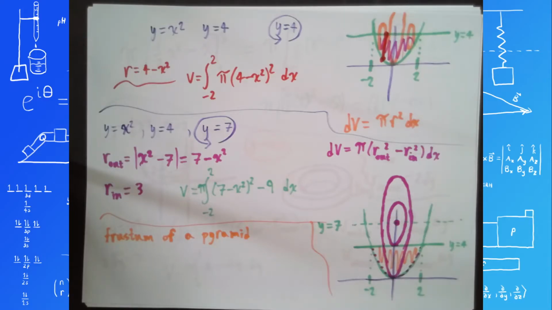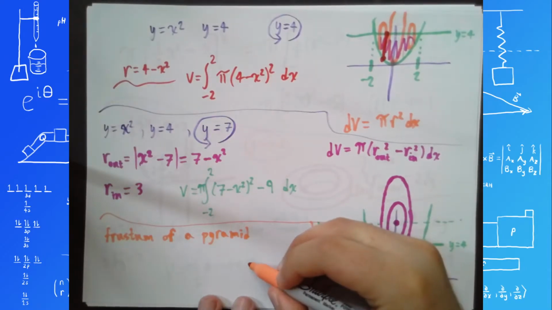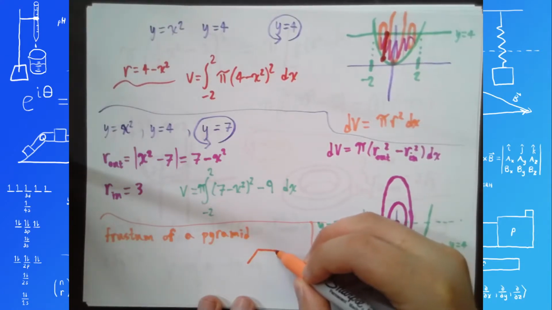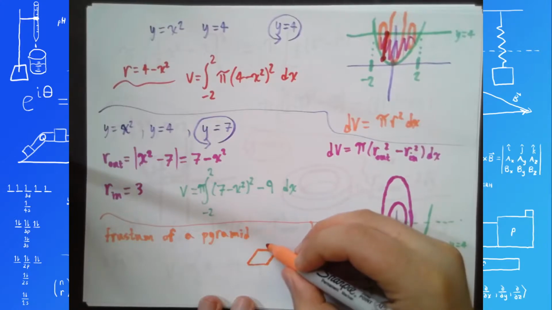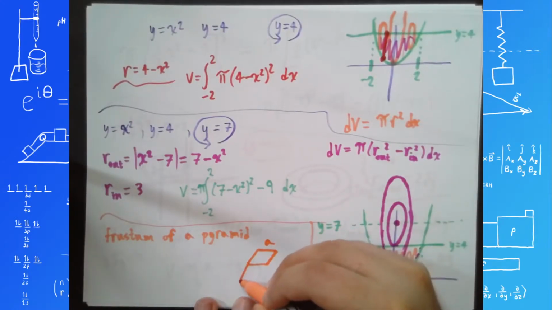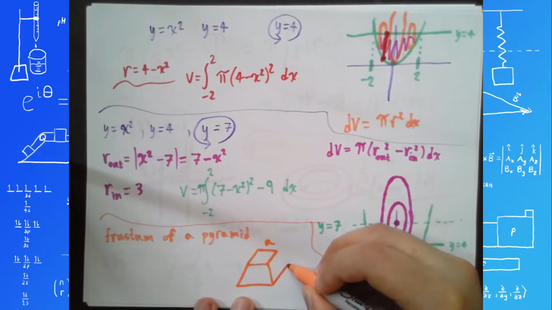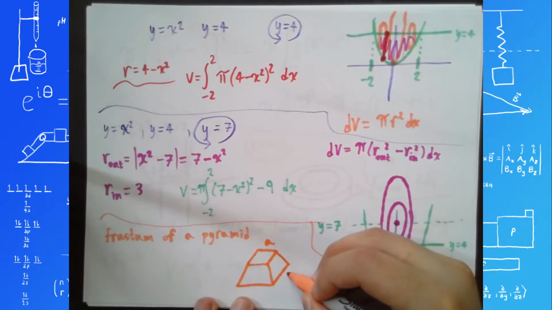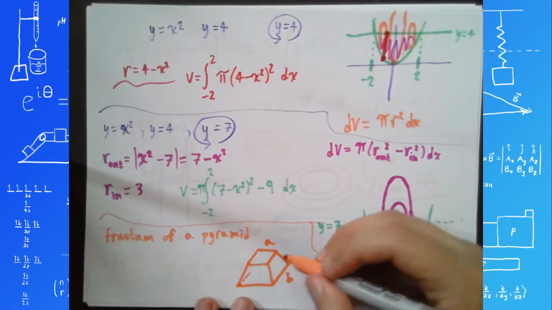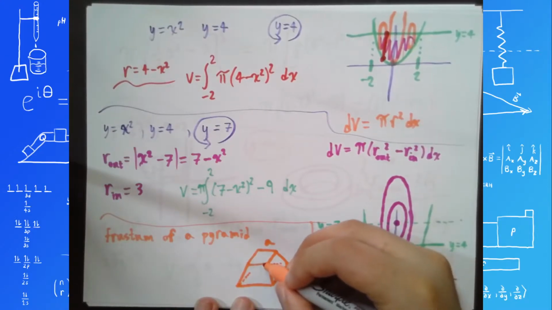For 47 through 59, find the volume of the described solid. Okay, so find the volume of a frustum of a pyramid with square base of side B and square top of side A and height H, and they've actually drawn it for us. So it looks like this. So the square top side length is A, and then it's got a square bottom with a side length of B. And of course, if you want, you can draw the rest over there.